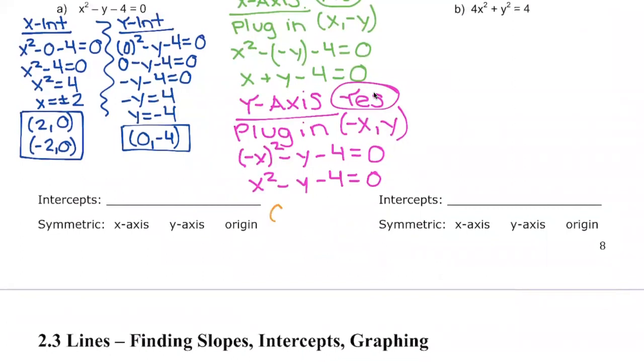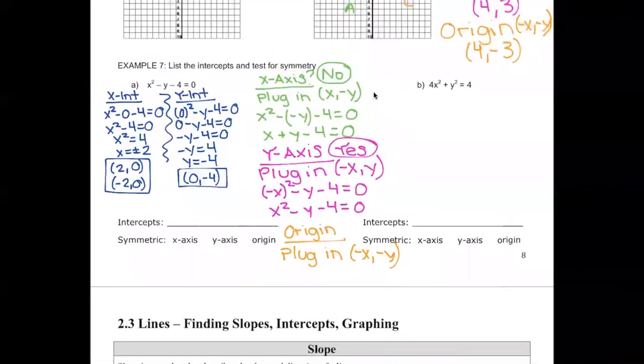Now we have one more to go ahead and test, and that's going to be the origin. So to test for the origin symmetry, we're going to go ahead and plug in, you need to know for the origin, you're plugging in negative x, negative y. So same idea here, you're going to plug in negative x for x, and then you're going to be plugging in negative y for y, and you're going to see if the equation is the same.